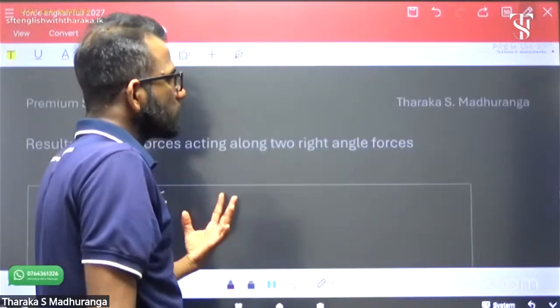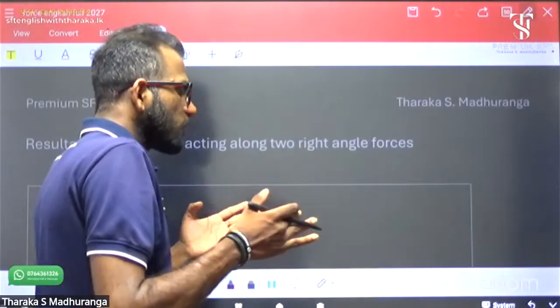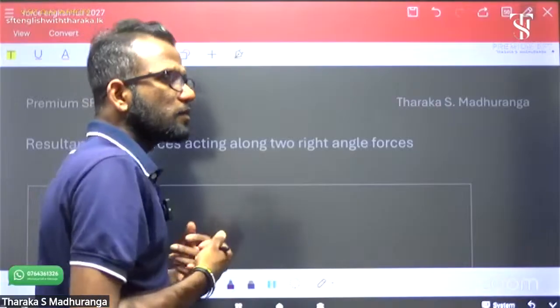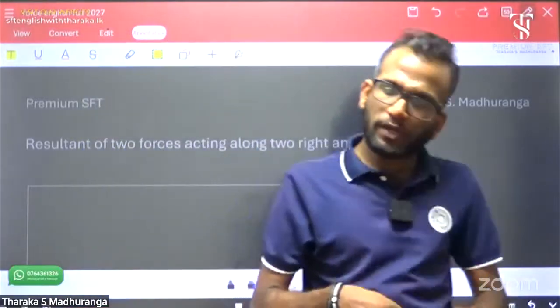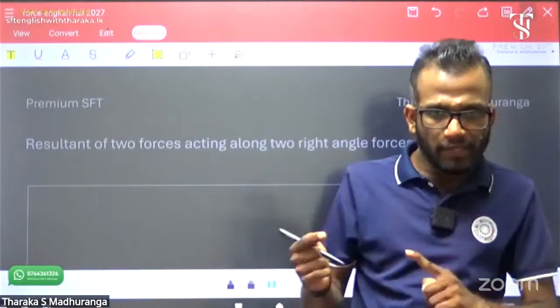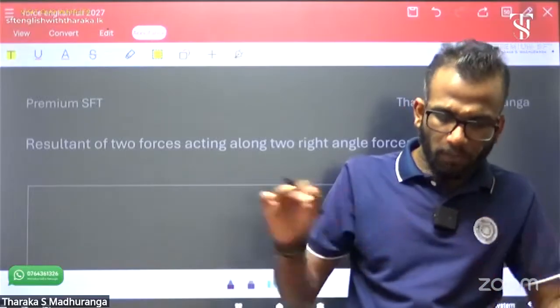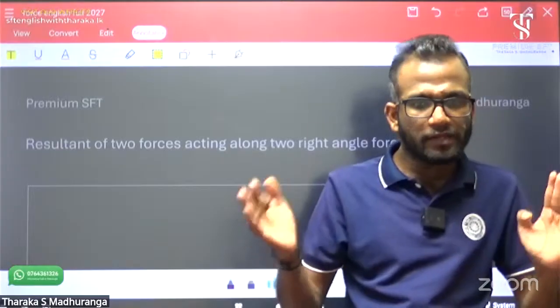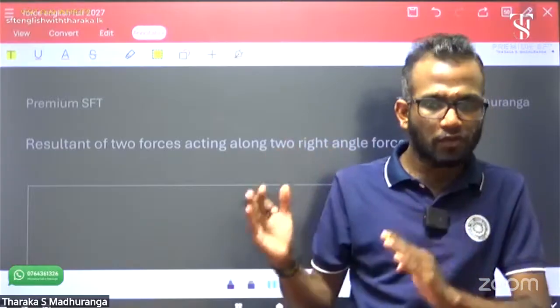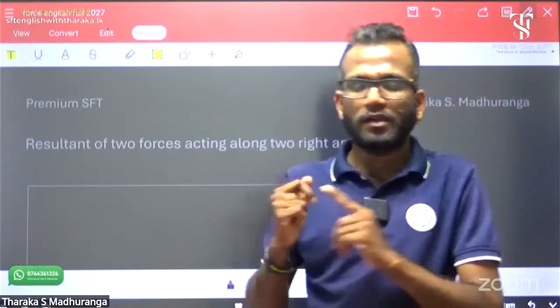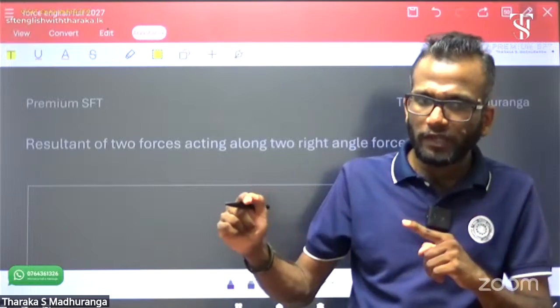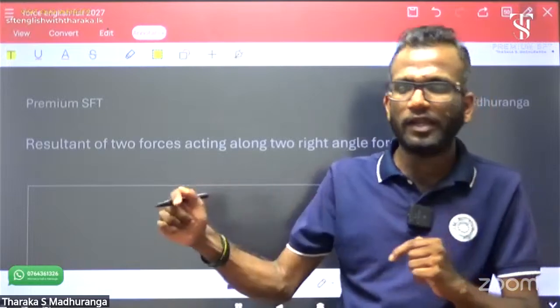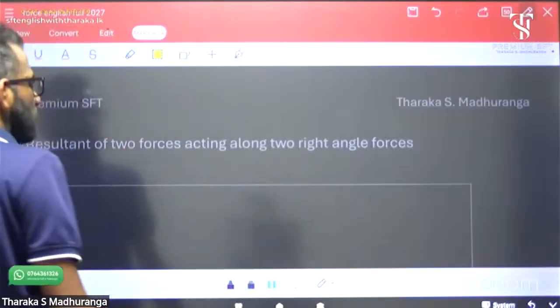Now, what we discussed: if two forces act along the same direction, how do we get the resultant force? By adding. If two forces act along opposite directions, how do we get the resultant force? By subtracting the lower force from the greater force. The direction of the resultant force is always the direction of the greater value.